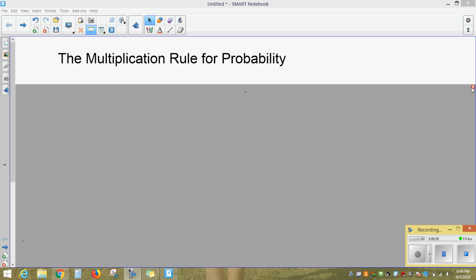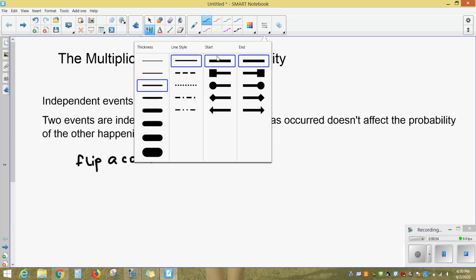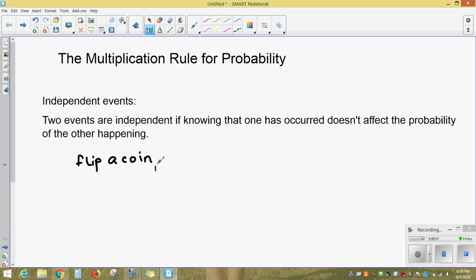Okay, mutual exclusivity is different than talking about events being independent. Independent events are events where, if you know that one has happened, it doesn't affect the probability of the other one happening. So for example, if we flip a coin, we know that we're either going to get heads or tails. Then if I pick up the coin again and flip it again, I could still get either heads or tails.